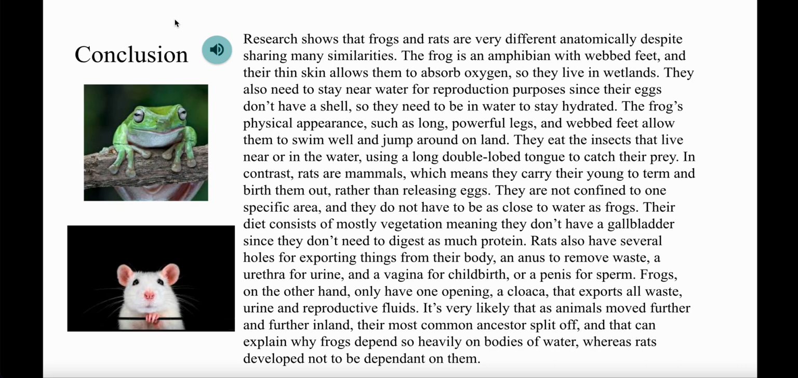Rats also have several holes for exporting things from their body: an anus to remove waste, a urethra for urine, and a vagina for childbirth, or a penis for sperm. Frogs, on the other hand, only have one opening, a cloaca, that exports all waste, urine, and reproductive fluids. It's very likely that as animals moved further and further inland, their most common ancestors split off, and that can explain why frogs depend so heavily on bodies of water, whereas rats developed not to be dependent on them.